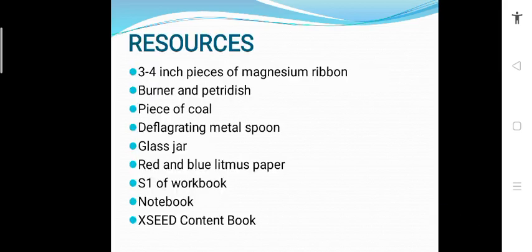The resources required are a 3 to 4 inch piece of magnesium ribbon, burner and petri dish, piece of coal, deflagrating metal spoon, glass jar, red and blue litmus paper, S1 of workbook, notebook and exit content book.